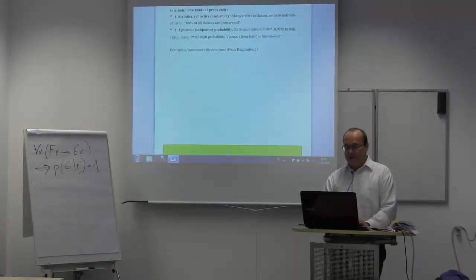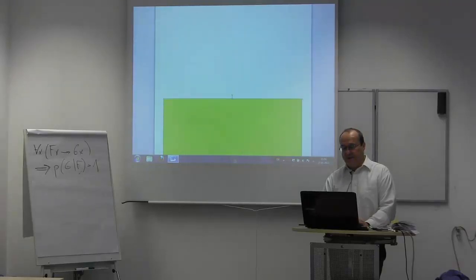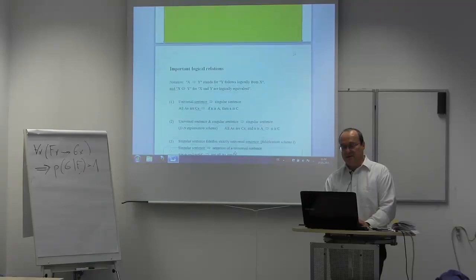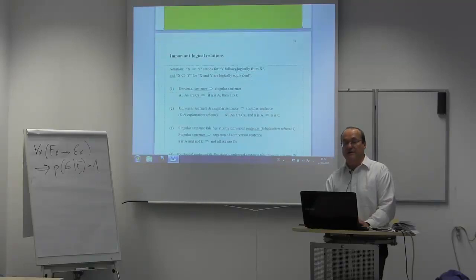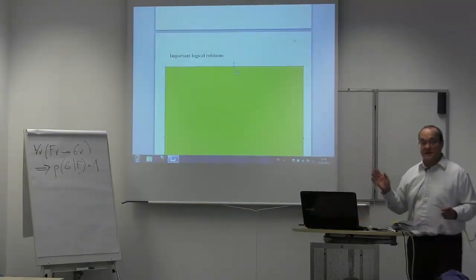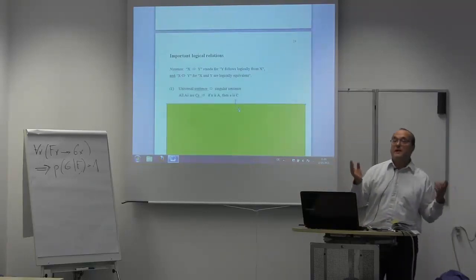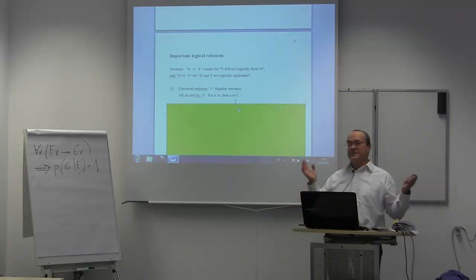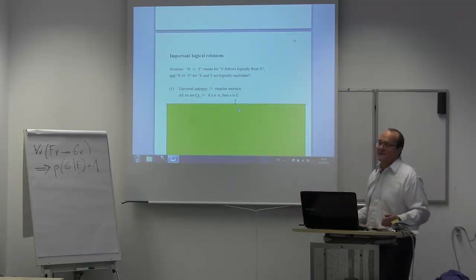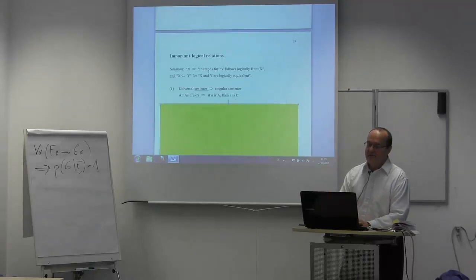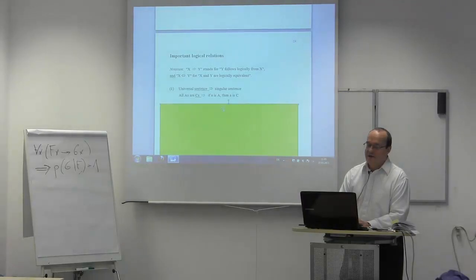So, I continue with the most important logical relations between the statements which I've just presented in my classification. This is just for beginners, that part of logic which you really must know to understand basic philosophy of science, right? So this double arrow stands for y follows logically from x, and there are these relations.